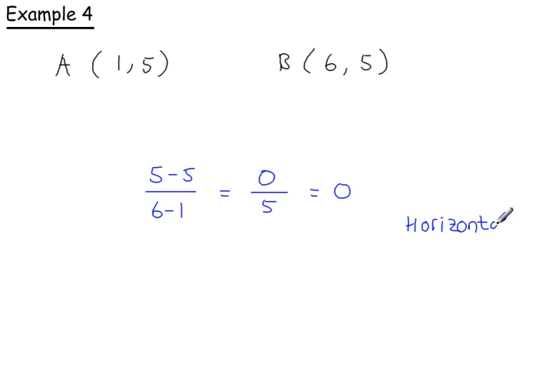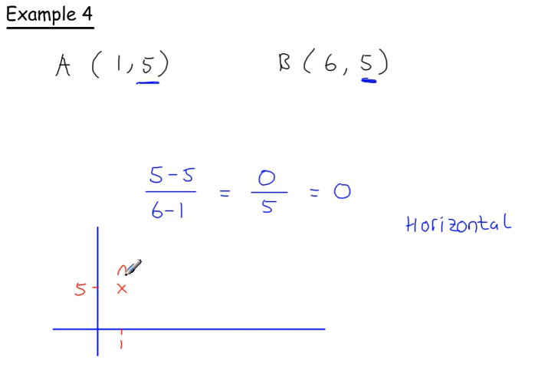It's horizontal because the y-coordinates of both points is the same. So you would have point A 1, 5, so that's point A there. Point B 6, 5, there, point B. And the line that goes through these points is a horizontal line. Horizontal lines always have a gradient of 0.